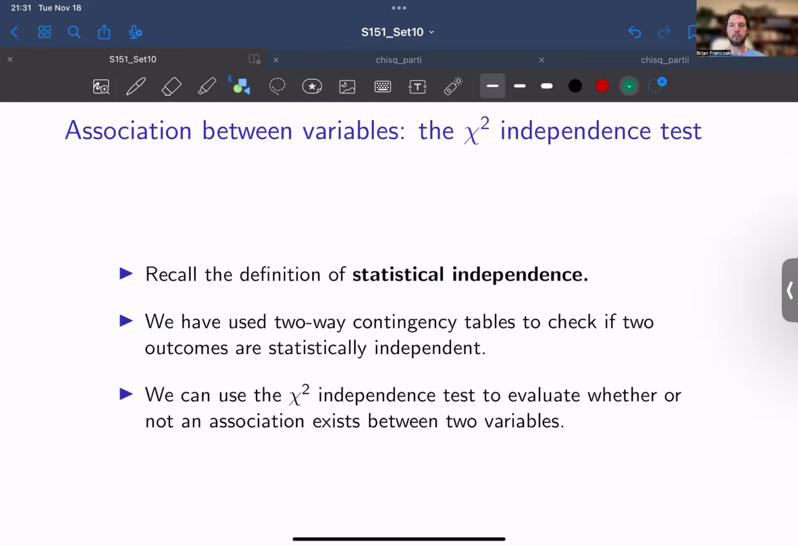Okay, so this is the second video for lecture set 10. This video will just be about how to run a chi-square independence test.